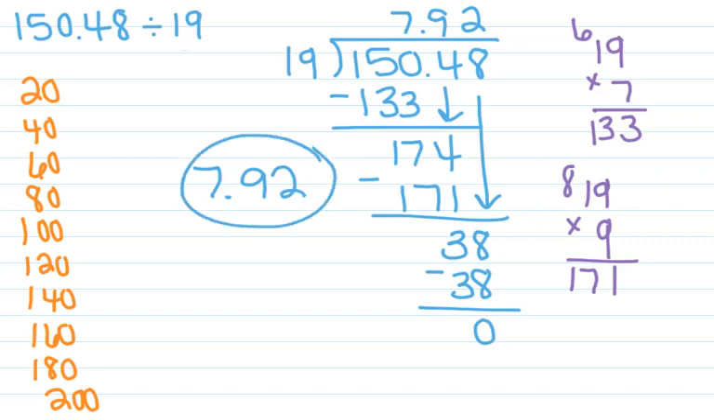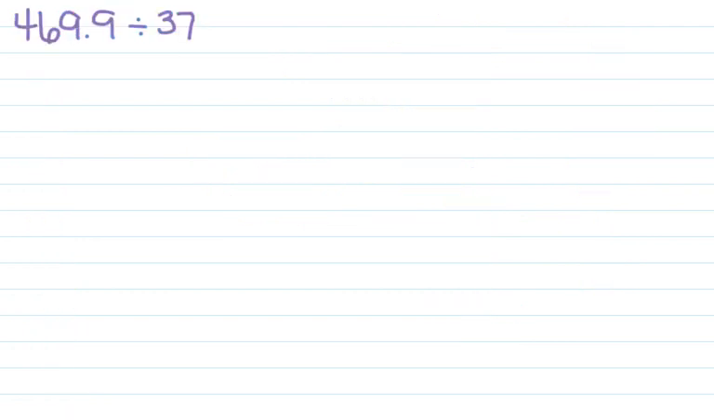All right, hopefully you did okay on that problem. Let's try one more. So here is your final problem to try on your own. 469 and 9 tenths divided by 37. Try this one on your own and then come back and check your work with me to see how you did.